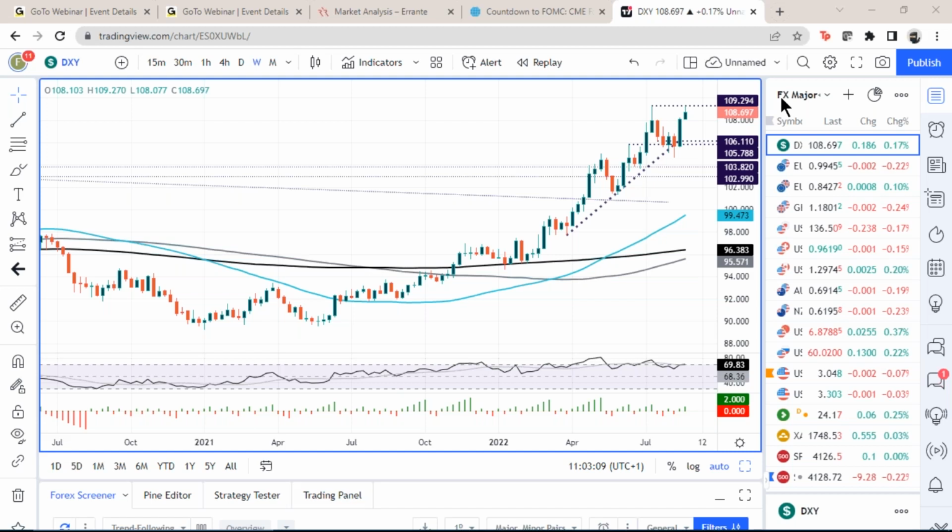Just switching back to the weekly on the S&P. We didn't get quite as far as the 50-week SMA at 4335, the light blue line there, but we did touch the descending trend line and resistance from the January top. That acted as quite strong resistance, and we've obviously moved down.